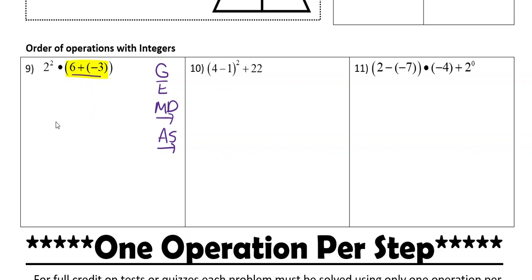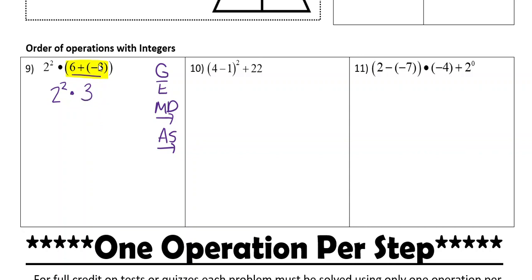Well, what is 6 plus negative 3? I have 6 positives, 3 negatives. They're different signs. I'm going to have to cancel some. So I'm going to end up with 3 positives left over because I have more positives, times 2 to the second power. Now that 3 no longer needs to be in parentheses because there's only one number, so it's just plain 3.